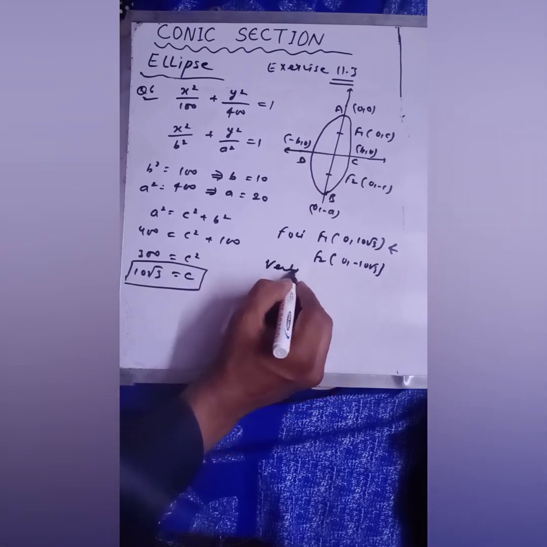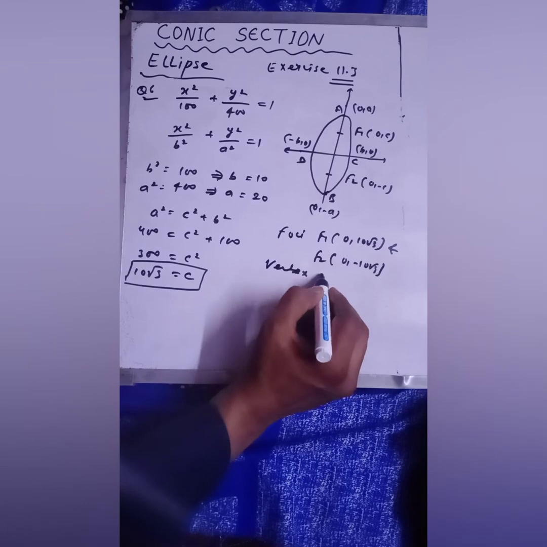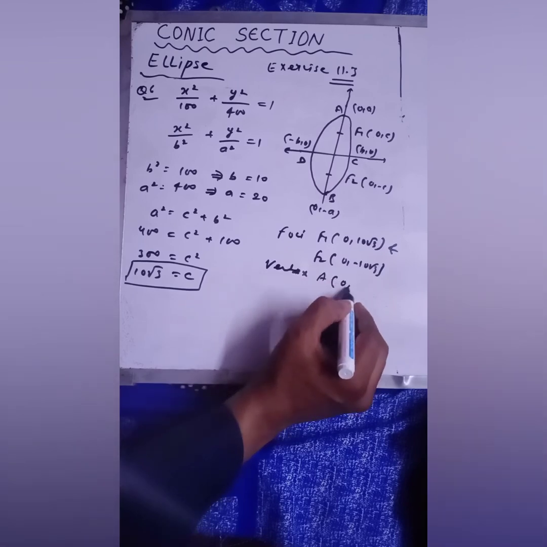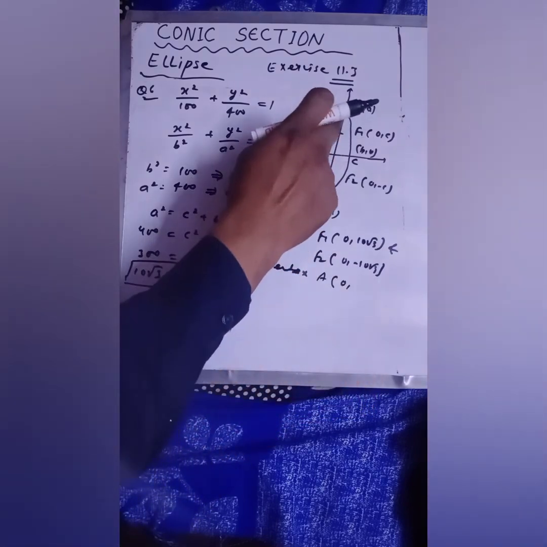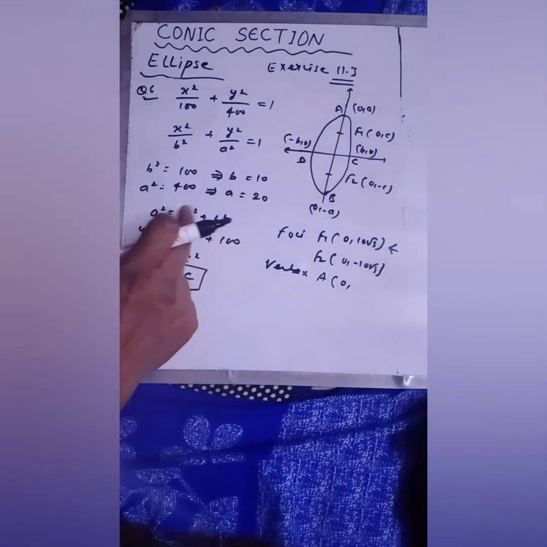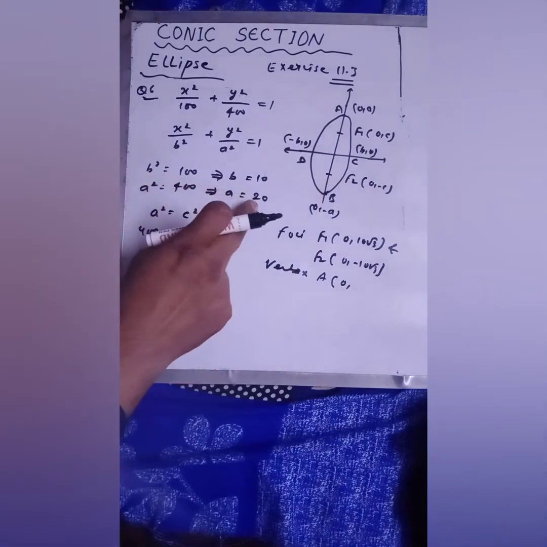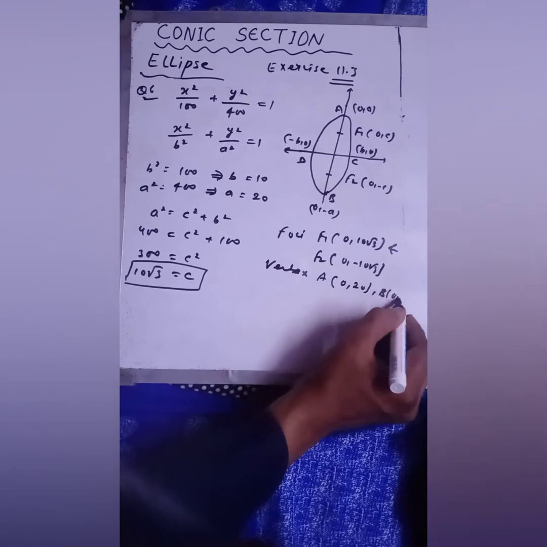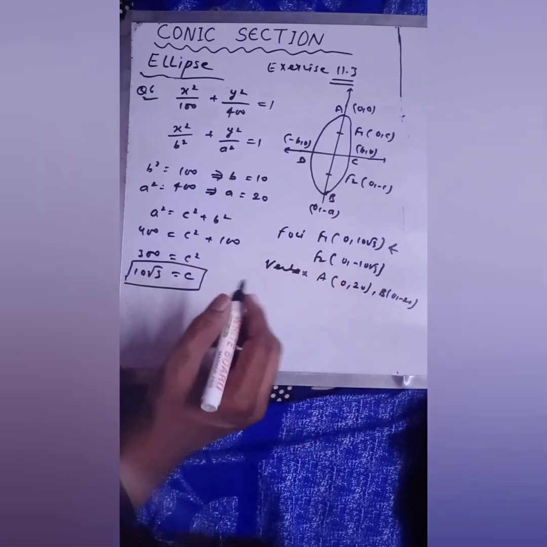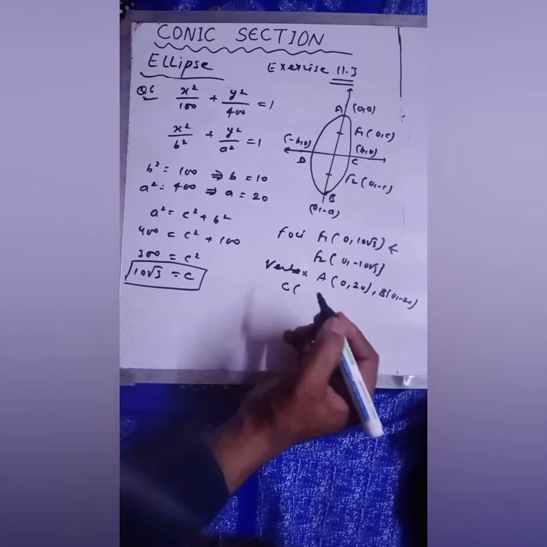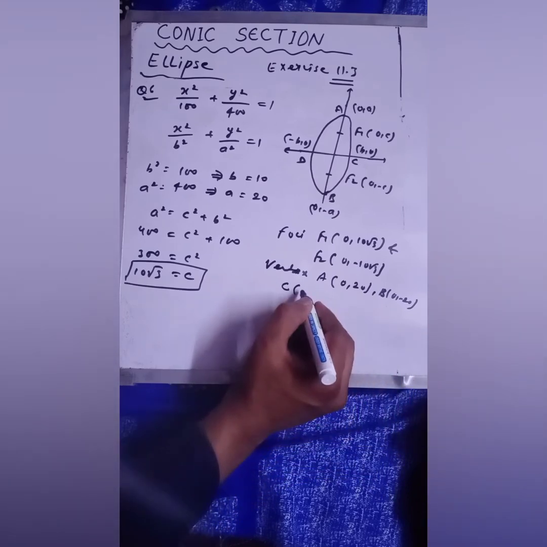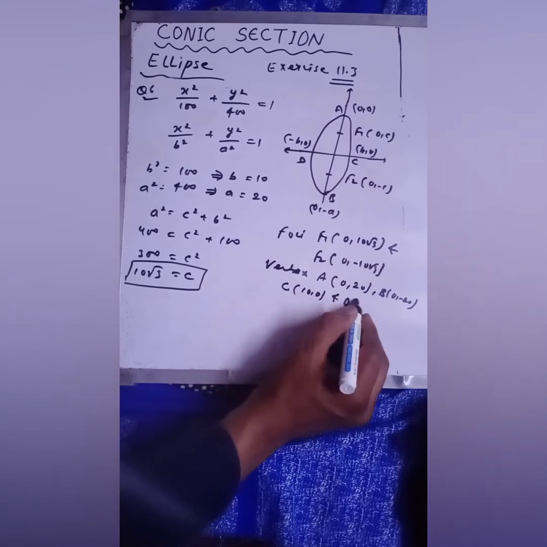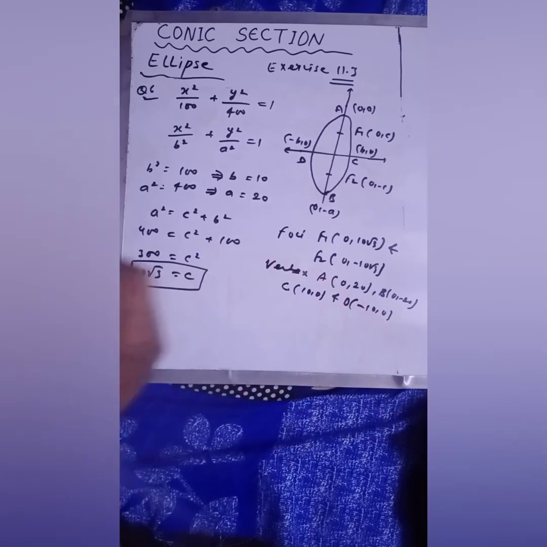Vertex, beta A is given, that is (0, a). Here is your A, (0, a). So your a is 20. So it would be (0, 20). Similarly, B is (0, -20). And if you want to find out the coordinates of C, it would be (b, 0), that is (10, 0), and D would be (-10, 0).